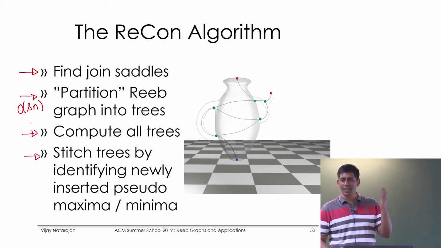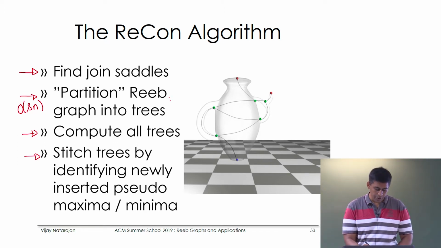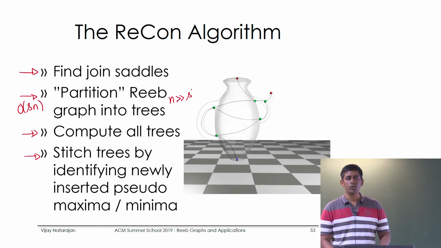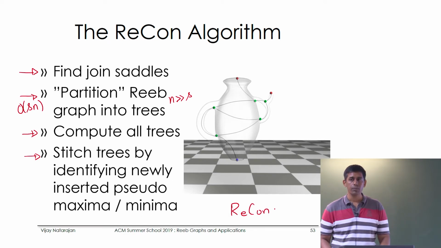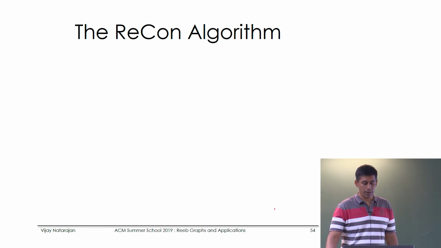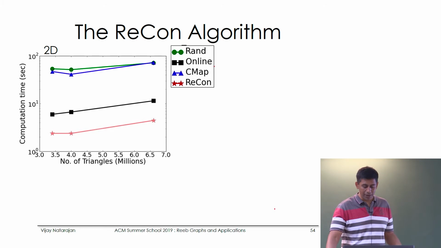So if you have too many saddles, then this is very slow, but in practice you hardly have too many saddles. The number of nodes is often greater than the number of saddles. So this works quite well. So this algorithm is called recon, Reeb graph using contour tree. So that is the algorithm. It works very well in practice.